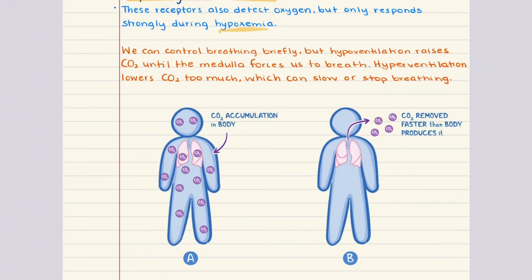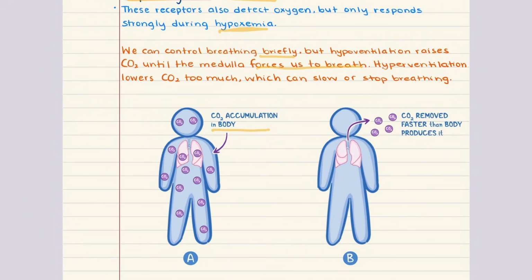Now, you can override this automatic control temporarily. So for example, you can hold your breath on purpose, or you can breathe faster voluntarily. But again, that control is limited. If you hold your breath too long, carbon dioxide builds up in the body, and eventually the medulla is going to force you to breathe. It's going to override your conscious control.